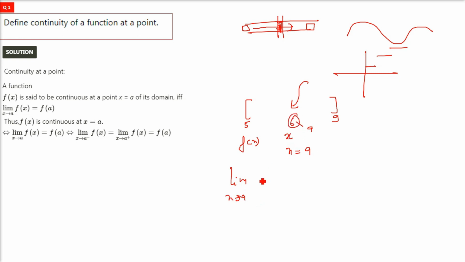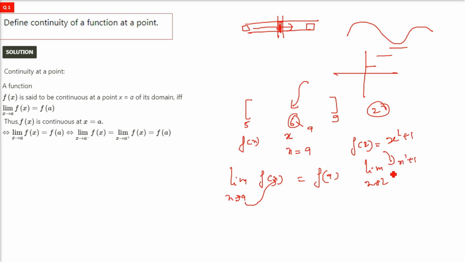If we apply this limit on this function f, we should be able to say that the limit as x tends to A of f(x) is equal to f(a). That is, if this function is x square plus 1, then we can find f(6), or say f(2), any value. This f(6) should be equal to the limit x tends to 6 of f(x). Or if you take some other domain, limit x tends to 2 equals f(2).